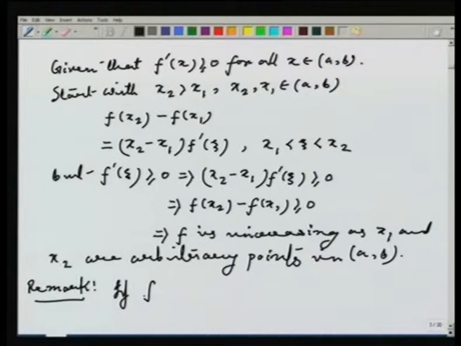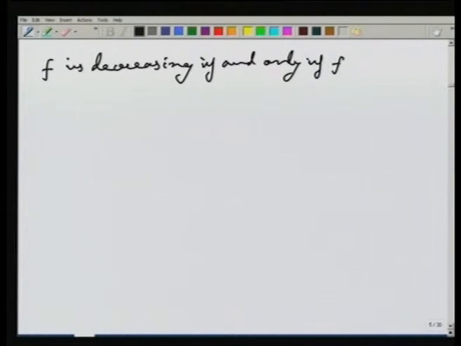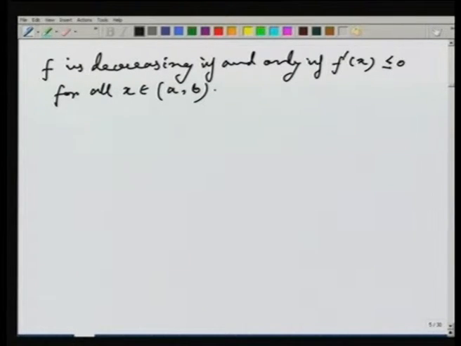if f from open interval a b to R is differentiable, then f is decreasing if and only if f prime x is less than or equal to 0 for all x in the open interval a b. The proof is exactly similar to the increasing case. Or what one can do is, given a decreasing function f, construct a new function g, which I will call minus f, then that function will be increasing, and then the previous theorem can certainly be applied to it.